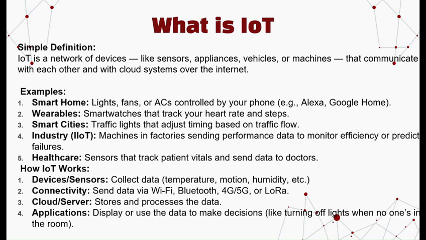So devices or sensors: the sensors collect data like temperature, motion, humidity, etc. Connectivity: we send data via Wi-Fi, Bluetooth, or LTE versions like 4G, 5G, or LoRa. The cloud server stores and processes the data, like Blynk, it's a cloud server. So, applications display or use the data to make decisions like turning off when no one is in the room. So, it is a user interface.